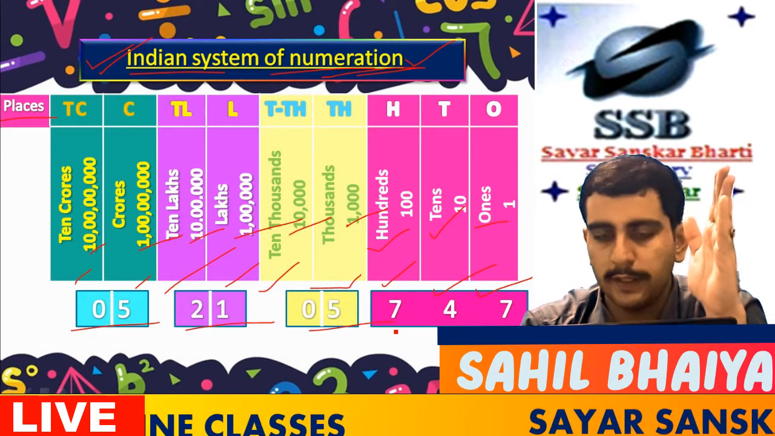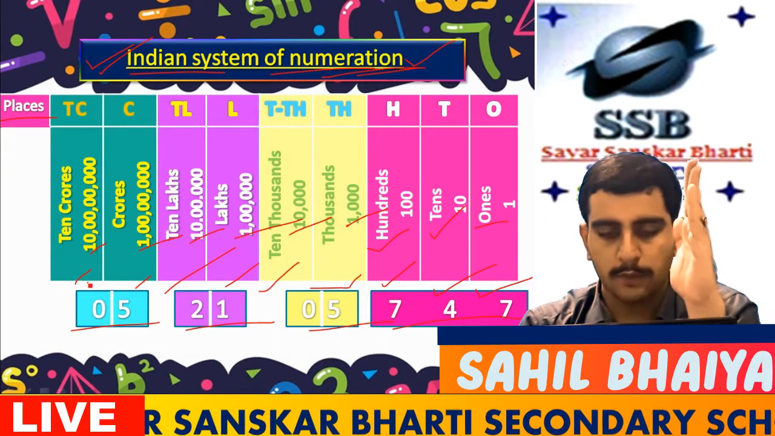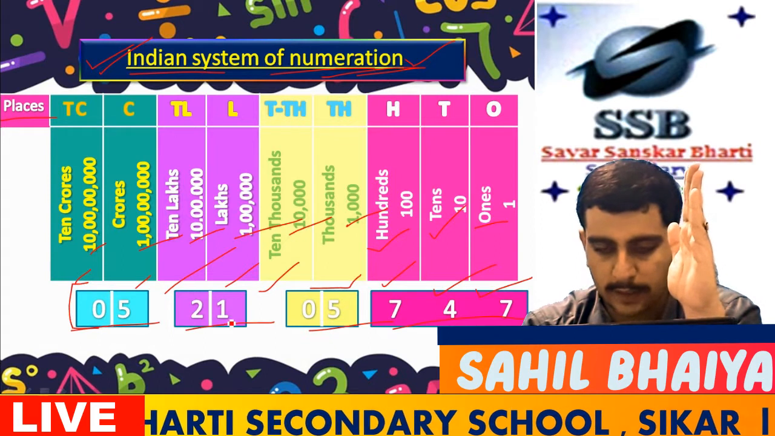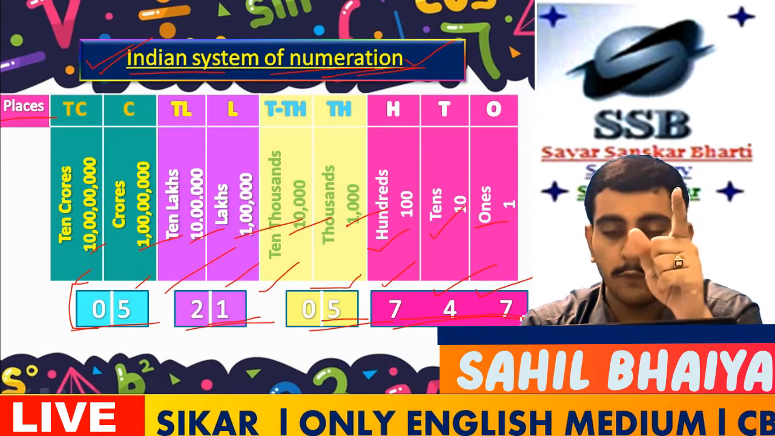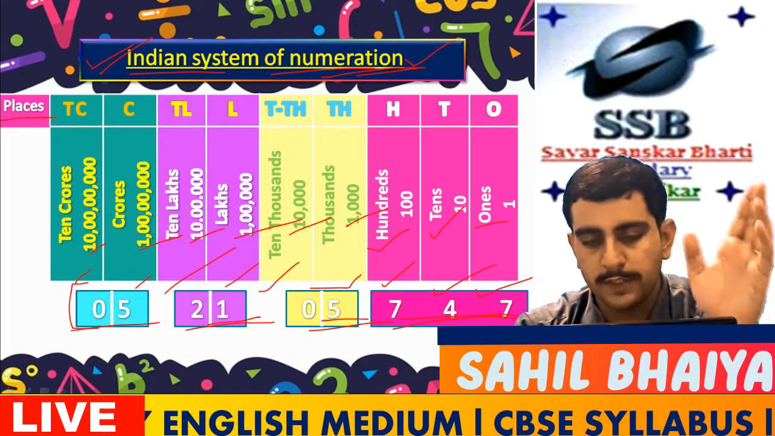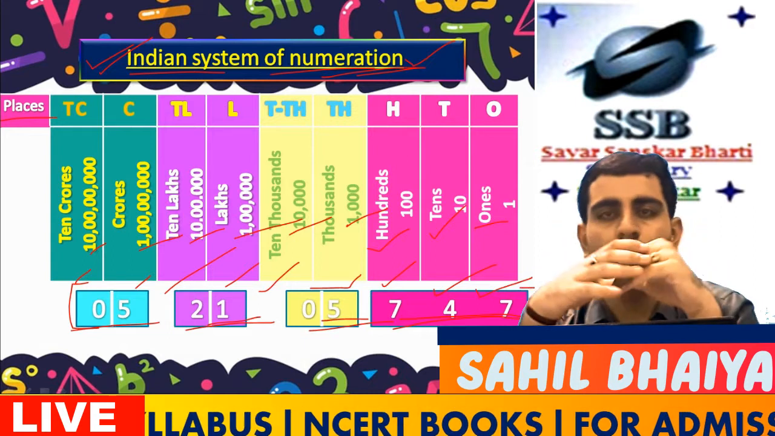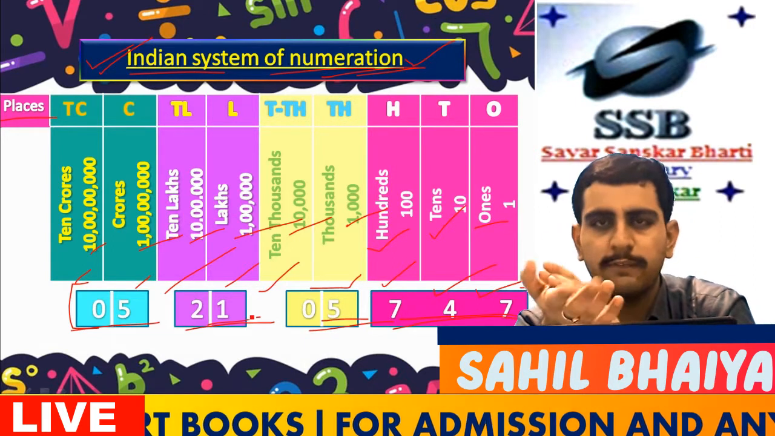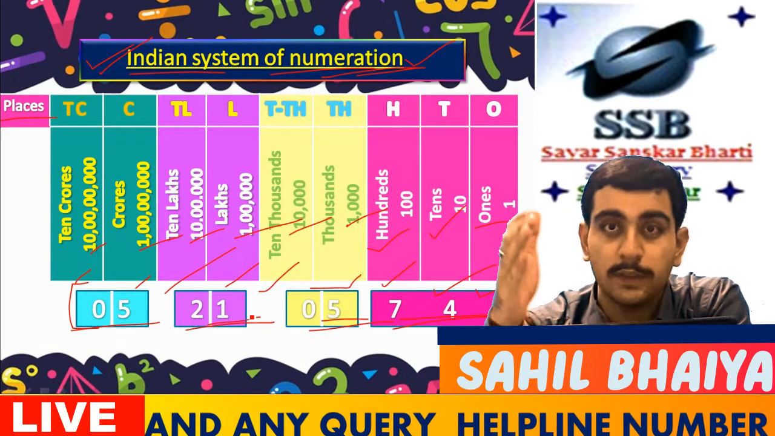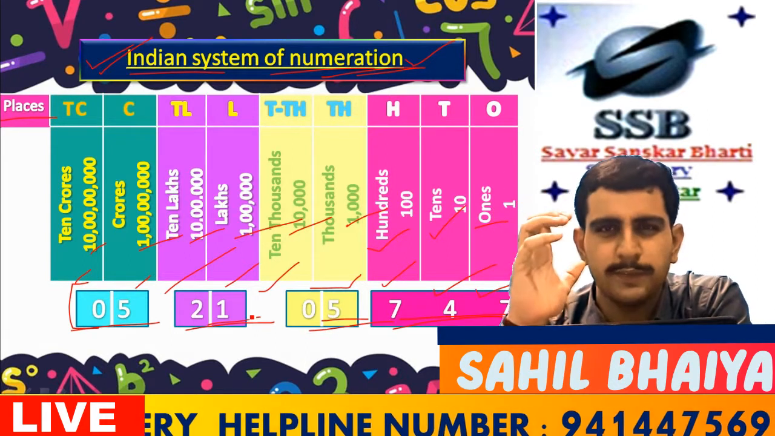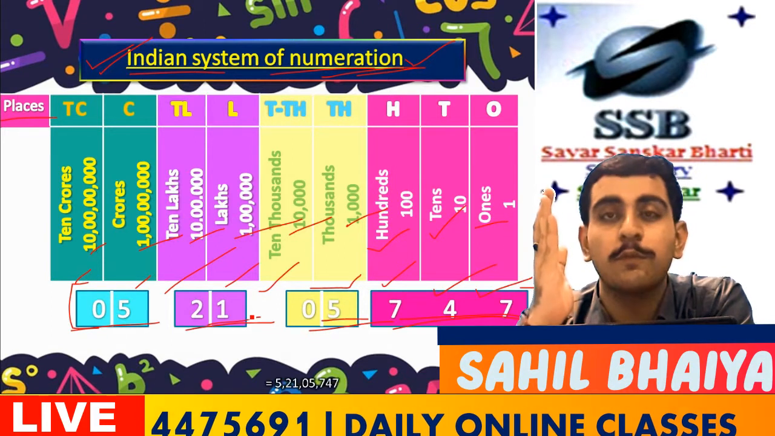Now we can understand this better with an example. Here is a number, and first I won't tell you its name. We just read the digits: 0, 5, 2, 1, 0, 5, 7, 4, 7. What do we understand? Nothing. We can't pronounce these numbers in such a way, and we can't remember them easily. So we need a system, and therefore the Indian system of numeration comes in.